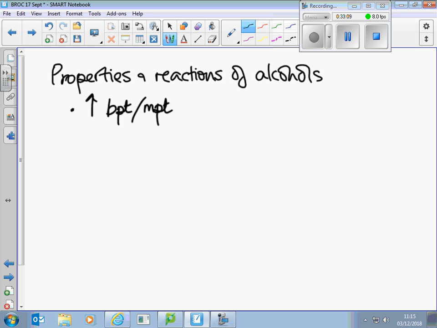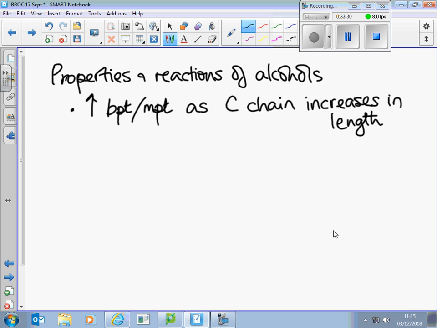Get used to using abbreviations. You might get back to this and think, what? That's increasing boiling point and melting point as carbon chain increases in length. We're not going to go into a full description because we've already done it. So we've done that with the alkanes.